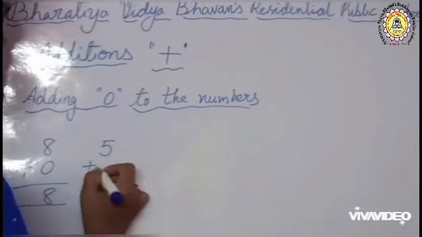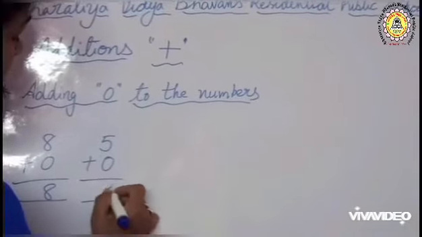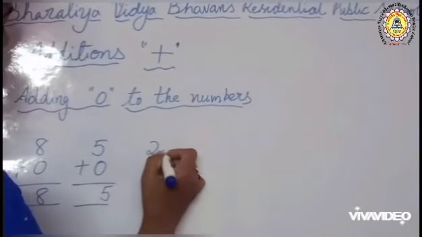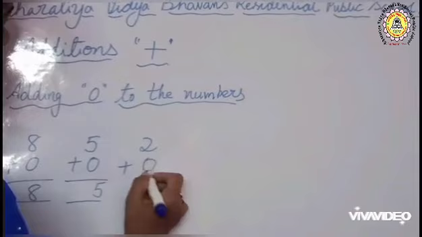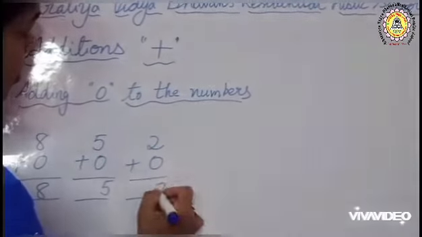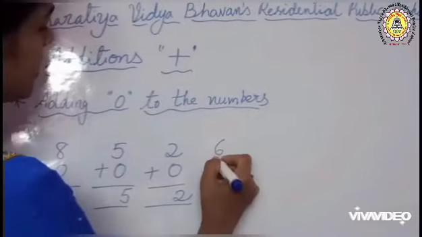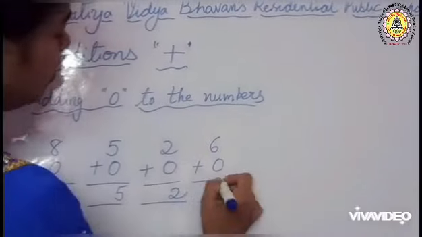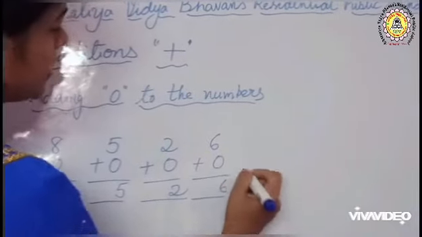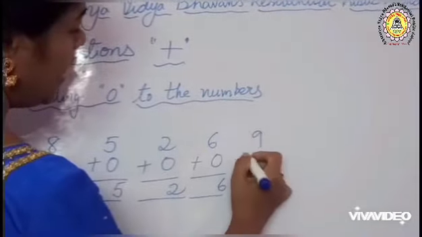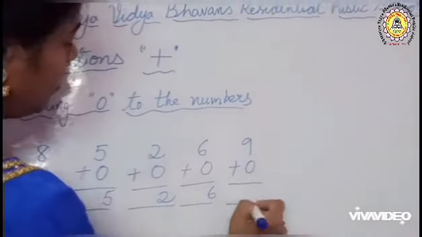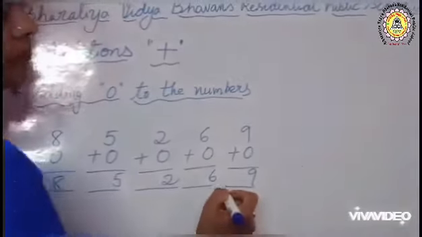5 plus 0 is equal to 5. 2 plus 0 is equal to 2. 6 plus 0 is equal to 6. 9 plus 0 is equal to 9.